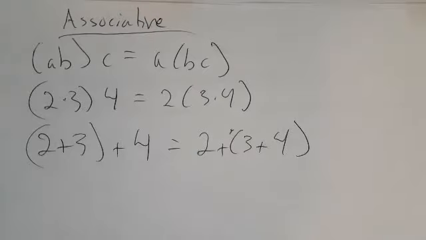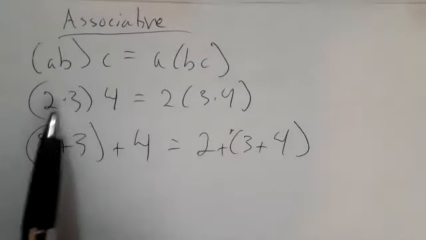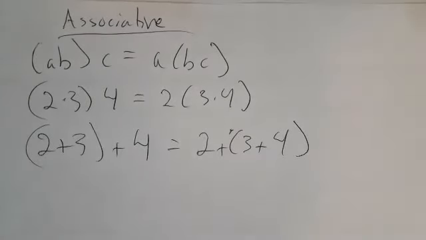And so I'm hoping you've seen this property. If you want to do this, you can multiply 2 times 3 to get 6 and then multiply it by 4. That's going to give us 24. We do 3 times 4. That's going to give us 12. Multiply it by 2. That's going to be 24.